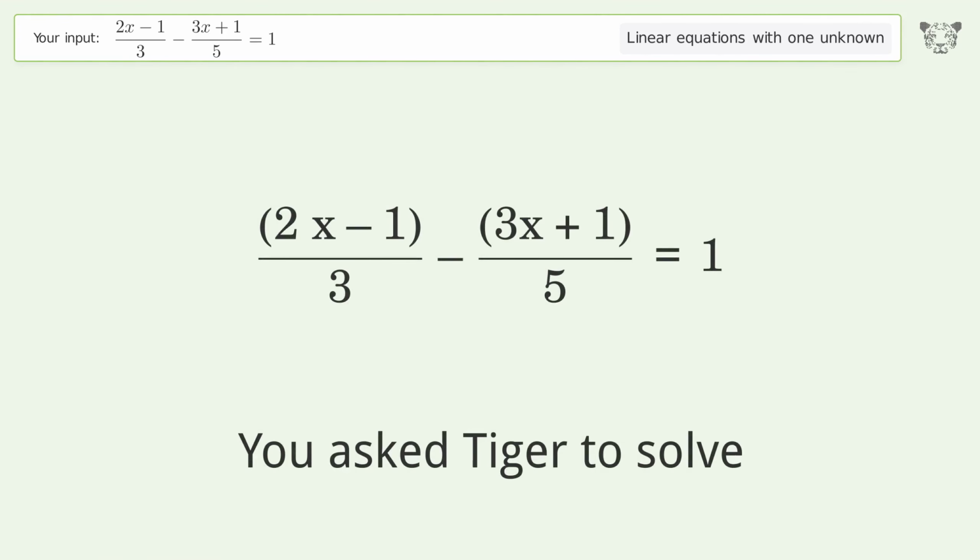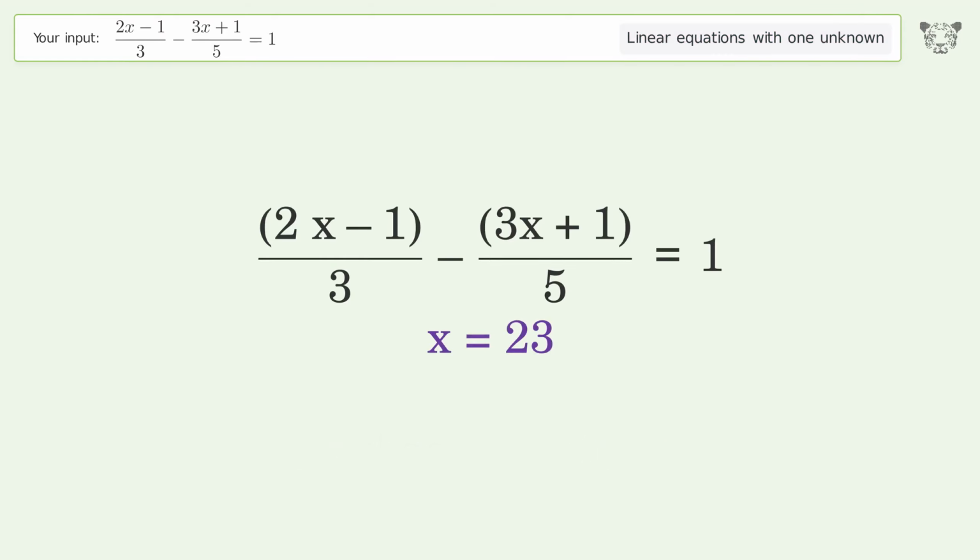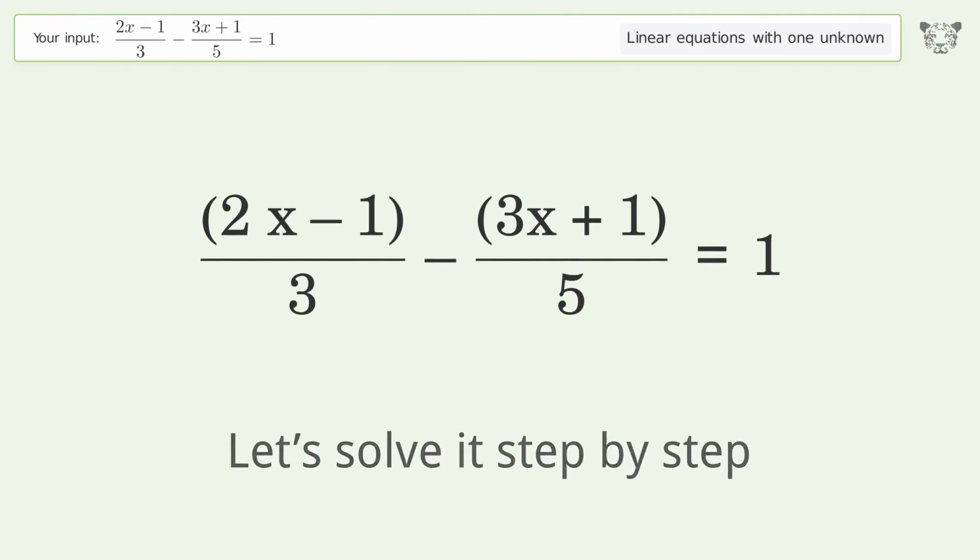You ask Tiger to solve. This deals with linear equations with one unknown. The final result is x equals 23. Let's solve it step by step.